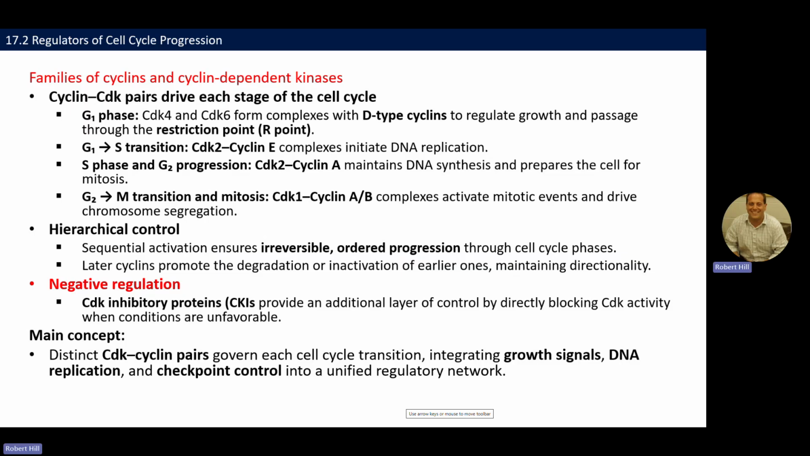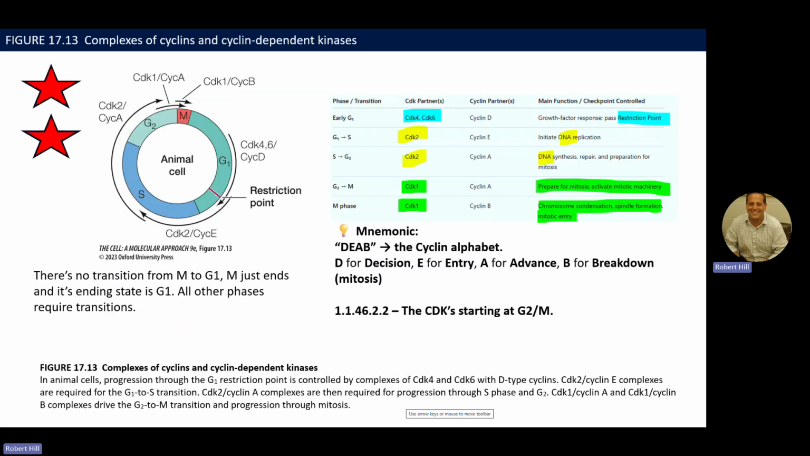Okay, so this sequential activation ensures an irreversible, ordered progression through the cell cycle. Later cyclins help inactivate earlier ones, and that enforces directionality. There are also proteins in the cell that act as CDK inhibitors, and they can provide negative control when conditions are unfavorable.